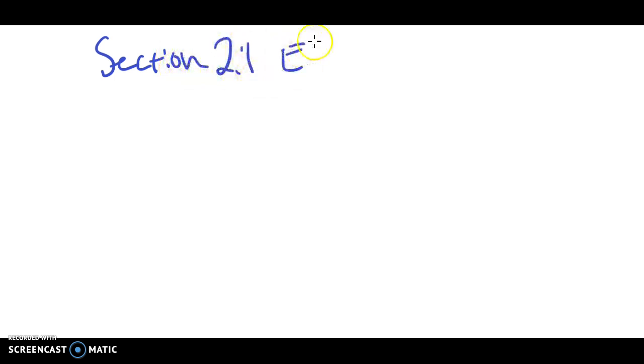Today we're going to be talking in section 2.1 exercise part B, and we're going to do this problem with the chessboard.